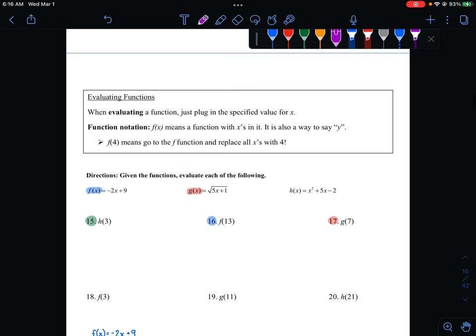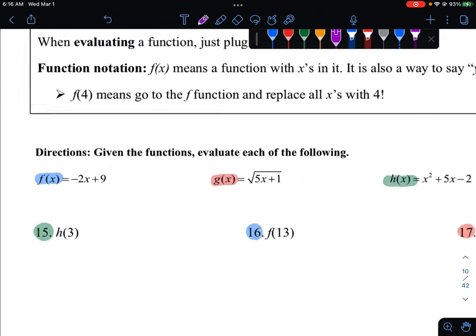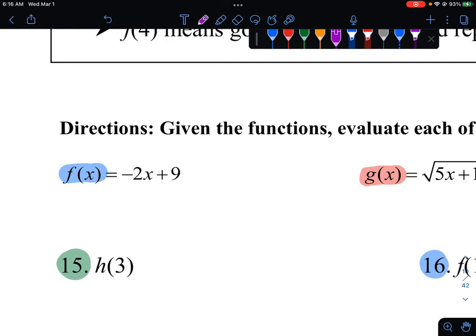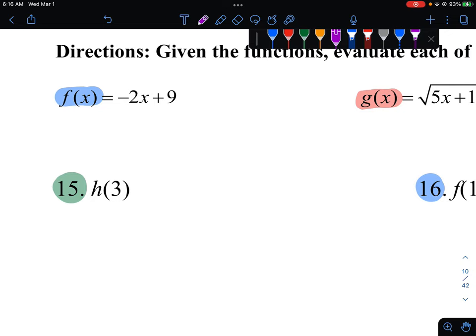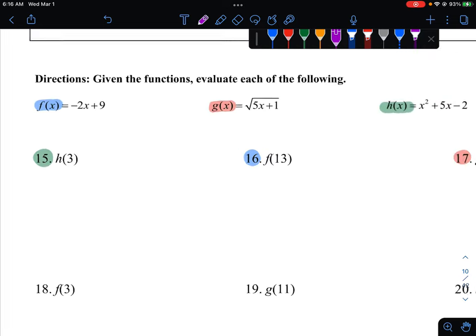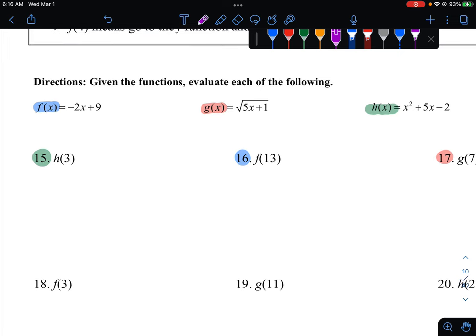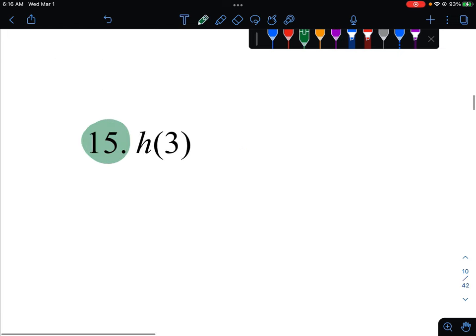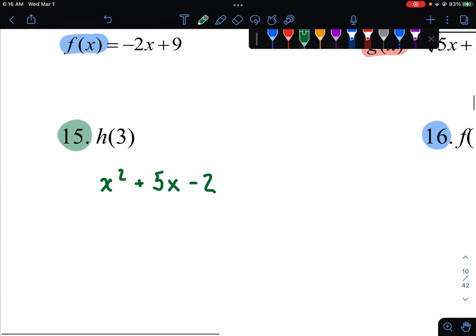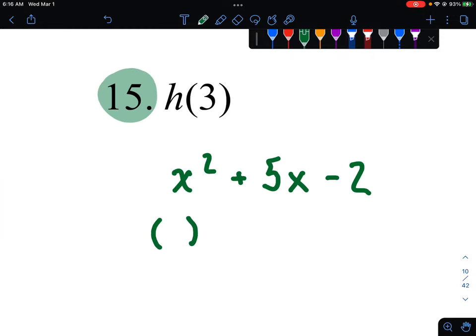Now, when we're plugging in values, these get a little bit trickier. I like to label these with colors. So I have 3 different functions, right? When we put f, g, or h, we're just denoting different functions. What they're saying for 15 is when you plug 3 in for x into the function h of x, what output do you get out? So I'm going to use h of x, which is x squared plus 5x minus 2.